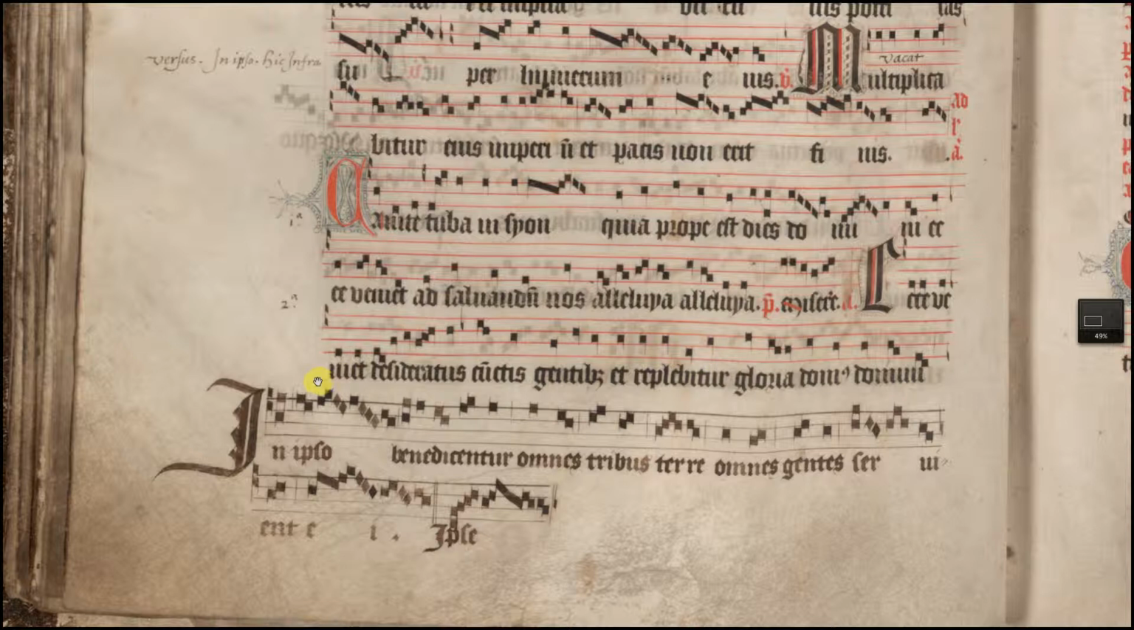So as you can see, it's a 16th century edition. It doesn't really follow the basic layout of the original 15th century manuscript. It has 4 black lines, slightly bigger notes, all the things that we have been talking about already.